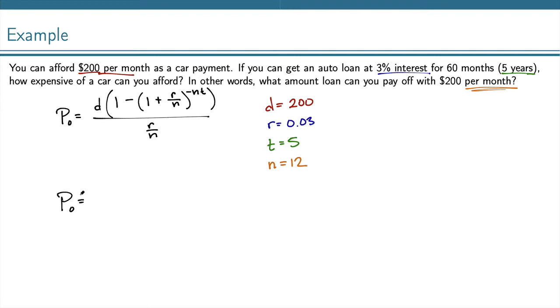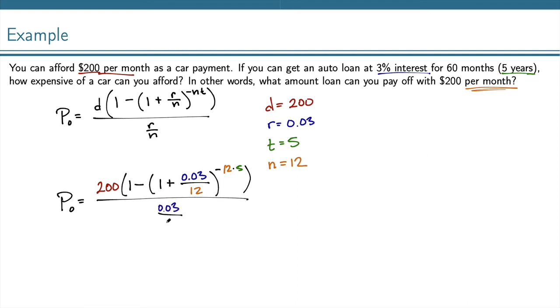So now we just plug everything in to our formula, and we'll get P naught, which is the size of the loan. D is 200, and then 1 minus (1 plus R, which is 0.03 over N, which is 12) to the negative N times T, which is 5. And then we divide that by 0.03 over N. We're trying to solve this for P naught. We've already got P naught by itself, so now we just need to plug this into the calculator.